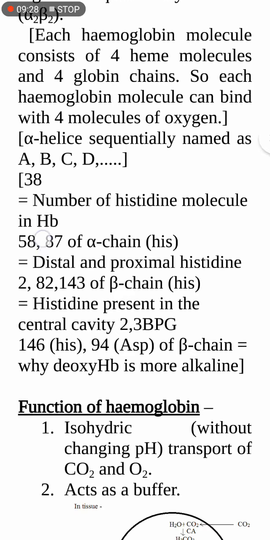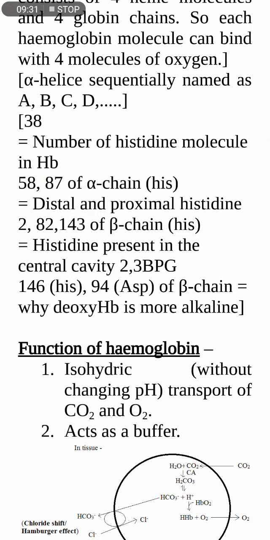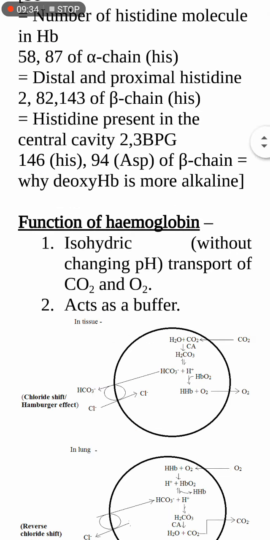Then the function of hemoglobin. What are the functions of hemoglobin? It is a very important protein present in our blood. The function of hemoglobin is isohydric transport of carbon dioxide and oxygen within the blood. That means it transports carbon dioxide from the tissue to the lung, and oxygen from the lung to the tissue.